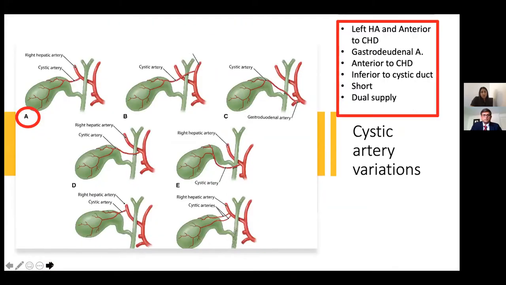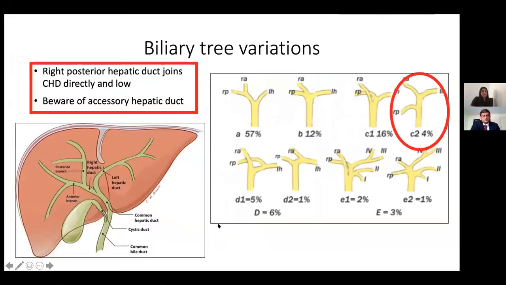Now, if you think about the cystic artery, there are, again, multiple variations possible. The most common one is image A, but you can have a cystic artery that arises anterior to the common hepatic duct from the left hepatic artery, or from the gastroduodenal artery, or again in various configurations, anterior to the common hepatic duct, or just as a short structure that can be quite difficult to clip, or as a dual structure which needs to be clipped.